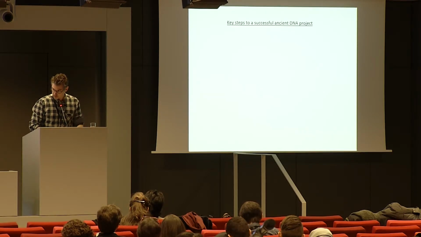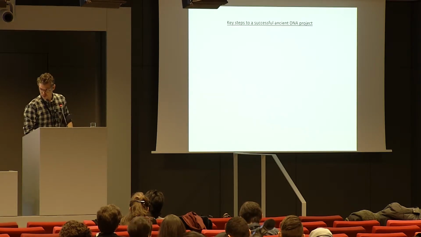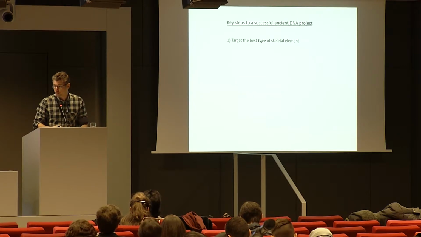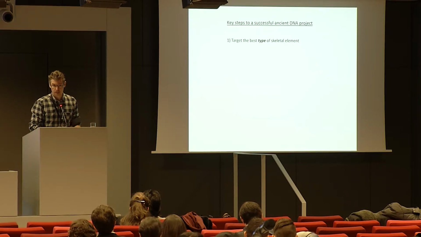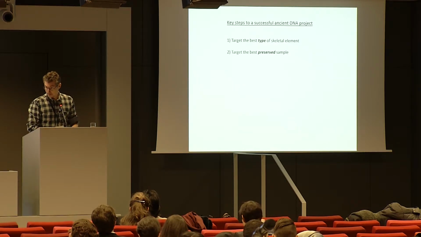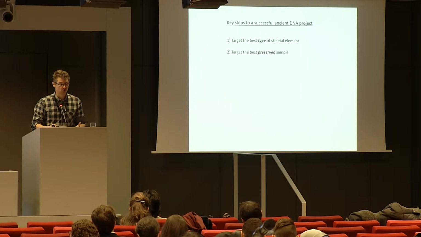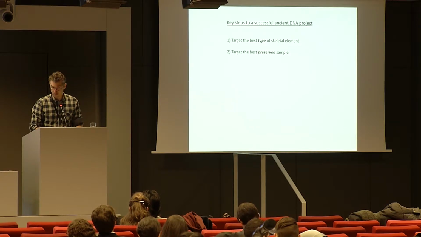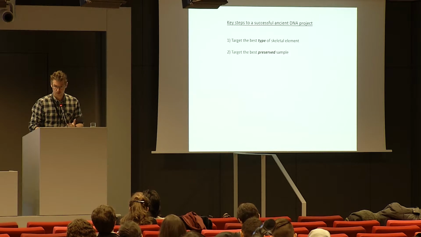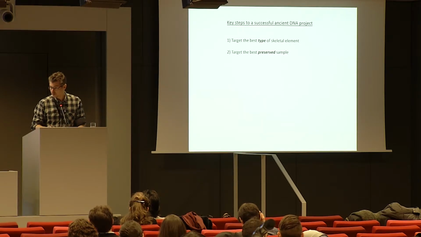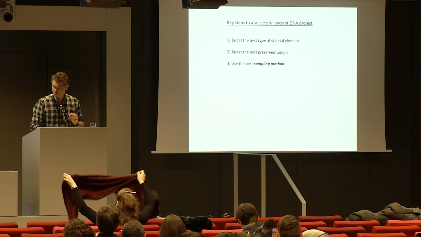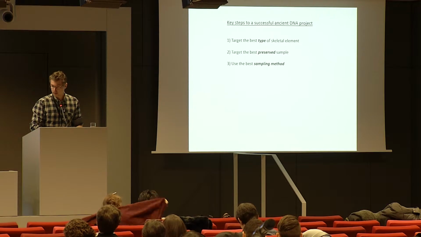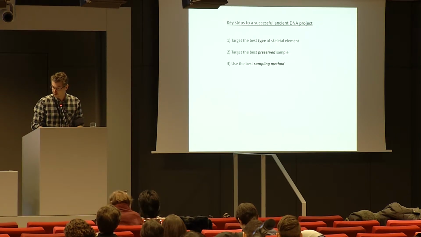So this also implies that there are some key steps to a successful ancient DNA project. First of all, you have to know and target the best type of skeletal element. It's very important. It matters a lot which element you're actually going for. I will show this in a little while. You have to target the best preserved samples. You need to be able to identify which of these samples has a preservation state that warrants molecular preservation. And you have to then use the best sampling method, because this is also extremely important. It matters a lot which method you actually use and how you do this.